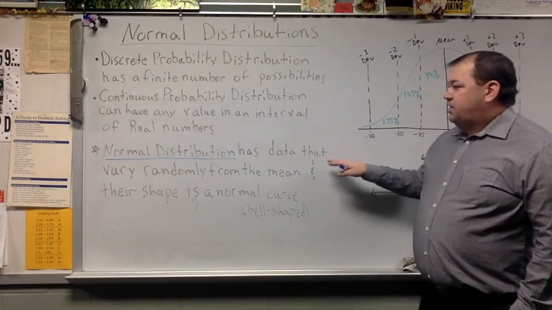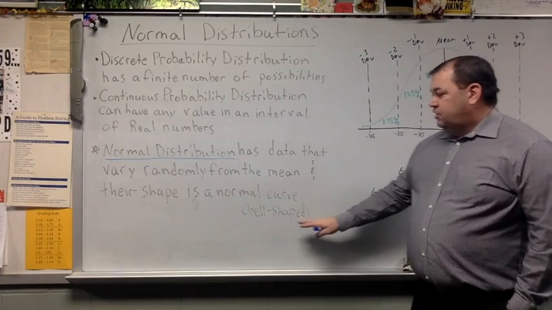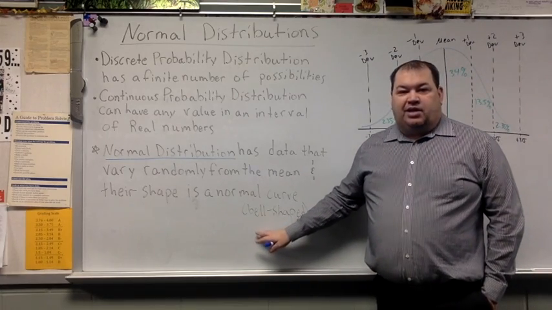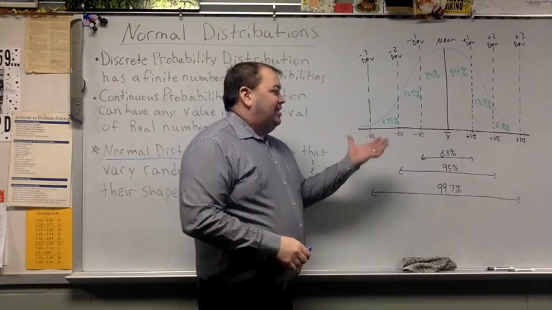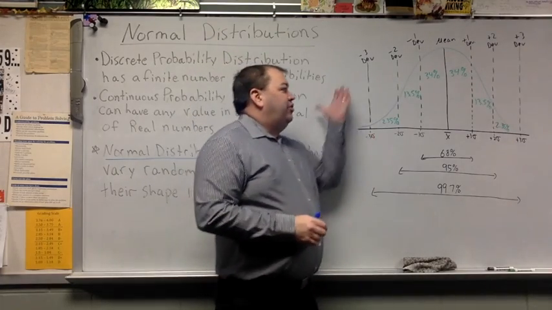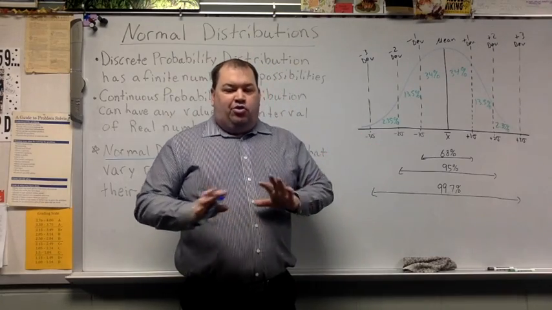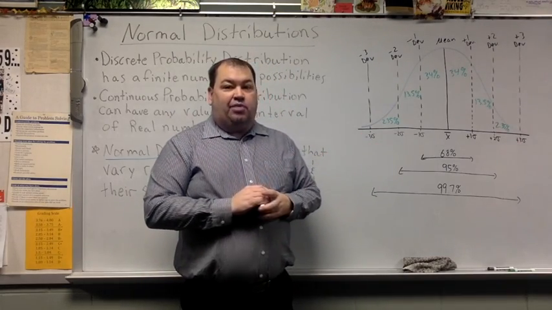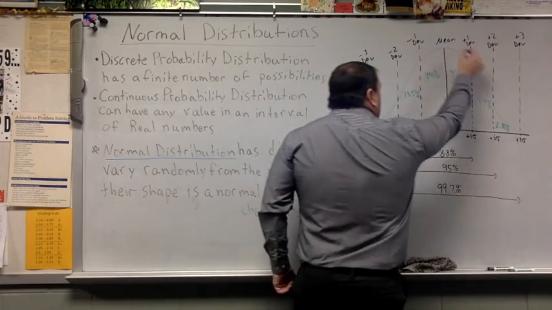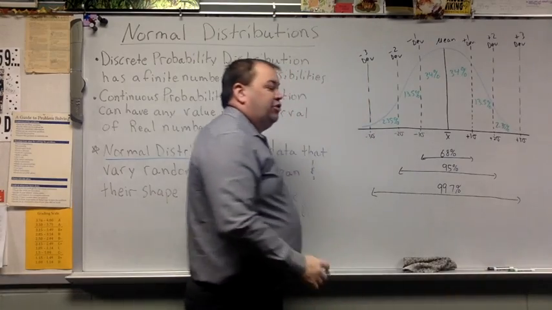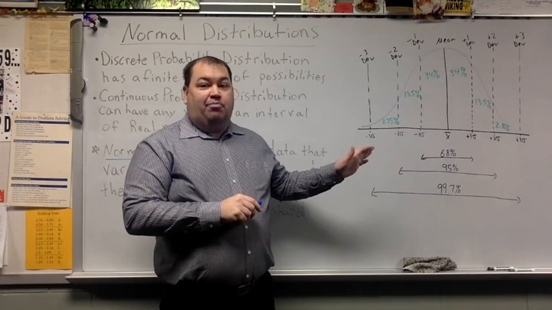A normal distribution has data that vary randomly from the mean, and their shape is a normal curve. Sometimes you've heard this referred to as a bell-shaped curve. Now, this is the important thing to take from this. If you can understand the concepts in this particular graphic, you're going to be able to handle anything we talk about. So we've got our bell-shaped curve here, and we start with that bell-shaped curve. If something is normally distributed, it always has that bell shape.